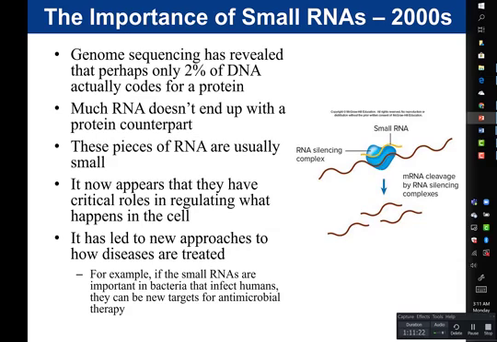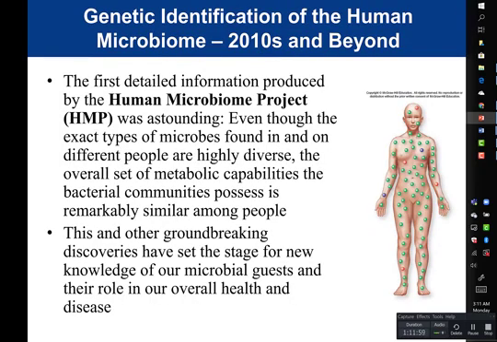For example, if the small RNAs are important in bacteria that infect humans, they could be new targets for antimicrobial therapies. These small RNAs, what we call small interfering RNAs, which are siRNAs, or miRNAs, which stands for microRNAs, if we have those small RNAs that target a particular bacterial sequence, that could be used to help treat diseases. And then we have the microbiome project.